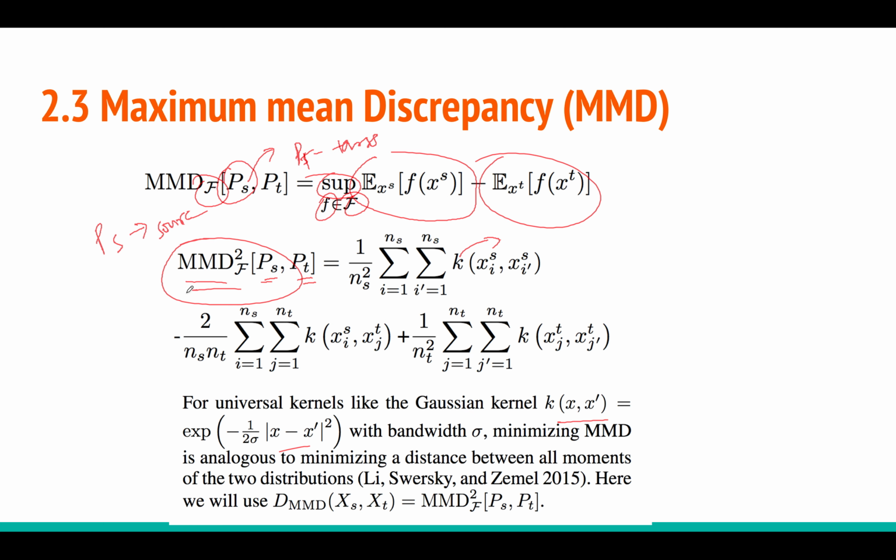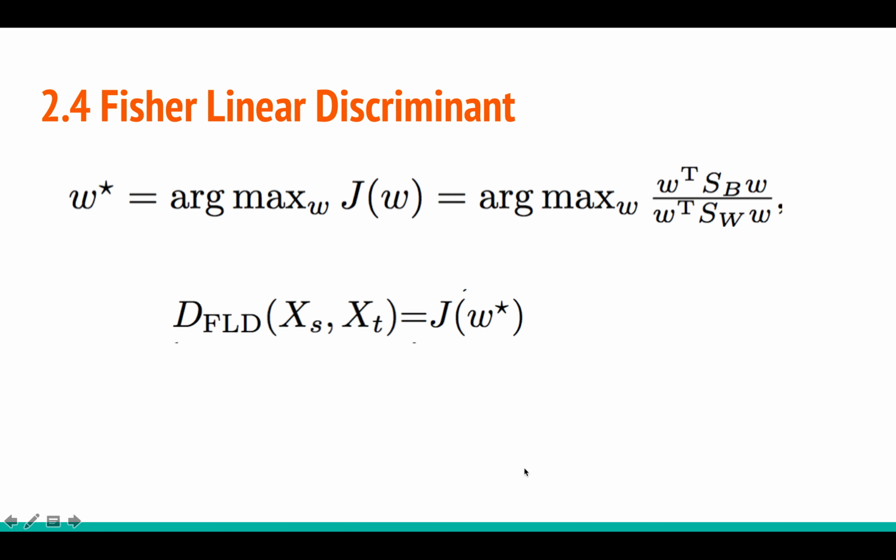That is another way, but you can go and read the paper for more details, like what the advantages and disadvantages are, right? So assume you have this function, and you know the k's, which are the Gaussian kernels. As I mentioned, this is mentioned in the Swersky and Zemel 2015 paper. And this is maximum mean discrepancy.